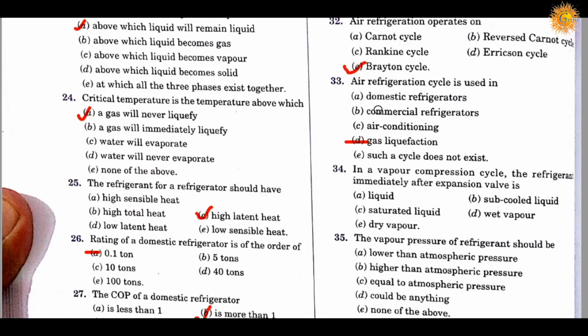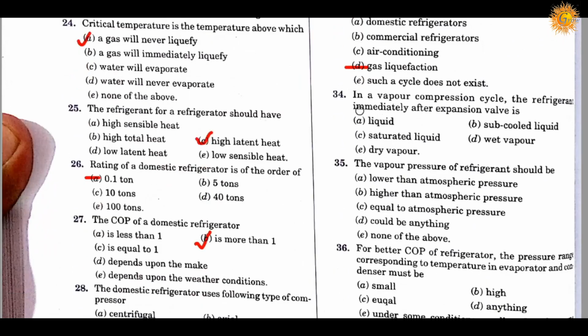Question 34. In a vapor compression cycle, the refrigerant immediately after the expansion valve is, option A, liquid, option B, subcooled liquid, option C, saturated liquid, option D, wet vapor, option E, dry vapor. So the correct answer is D, wet vapor.